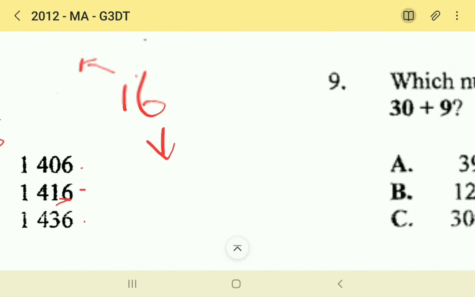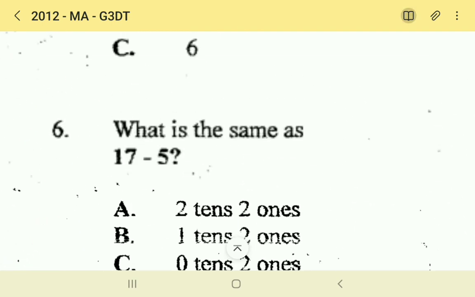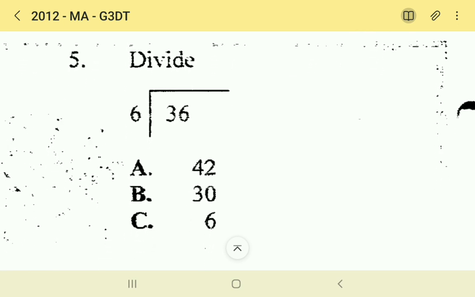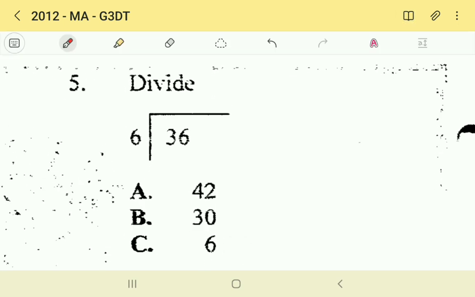Alright, number 5. It says divide 36 by 6. This is a repeat item. 6 6s, 36. The answer is C. Or what you would do for this is put down your 36 strokes if you don't know your tables and put them into groups of 6. You should and will get 6 if you count it properly.